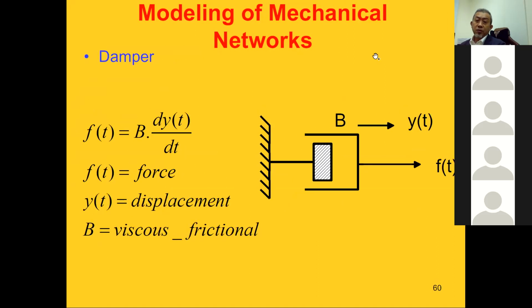And the damper is also the same, where you have a force equal to B dy dt. B is the viscosity constant of the damper, and dy dt is the velocity of the movement of the damper when given a force F of t.